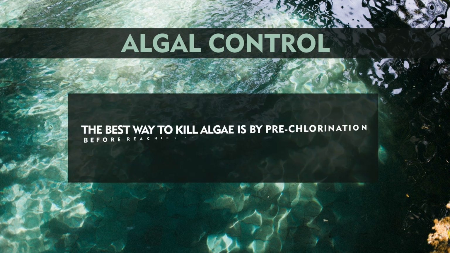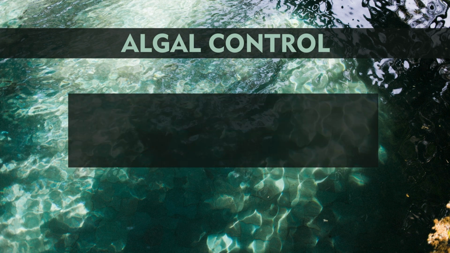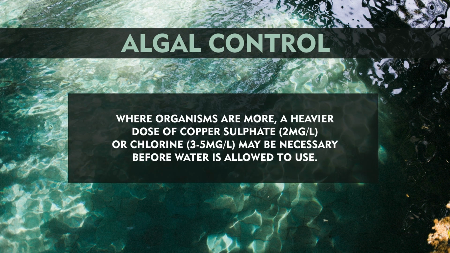The best way to kill algae is by pre-chlorination before reaching the basin with a dose of 1 milligram per liter. Where organisms are more, a heavier dose of copper sulfate, approximately 2 milligrams per liter, or chlorine, 3 to 5 milligrams per liter, may be necessary before water is allowed to use.